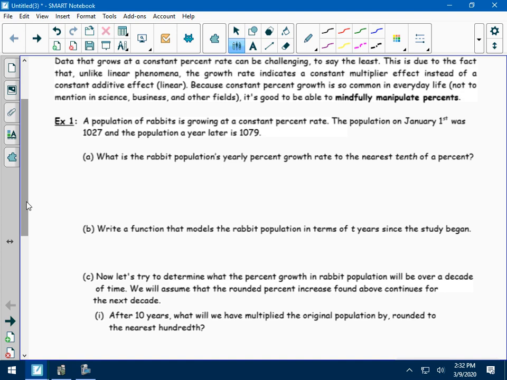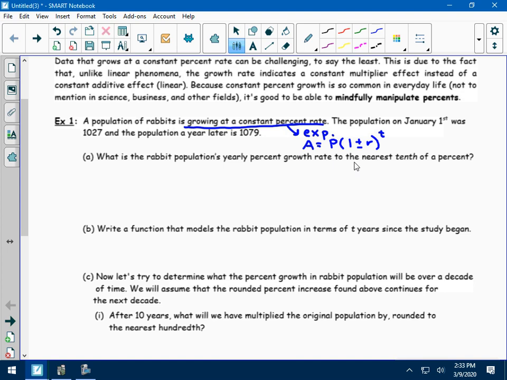Before we answer part A, let's look at the question a little bit. They tell you that it's growing at a constant percent rate. What does that tell you? Remember, if it's a constant percent rate, that just tells you it's exponential. So that means this formula applies. A equals P times 1 plus or minus R to the T. And this one's going to be plus because you can tell the population's growing.